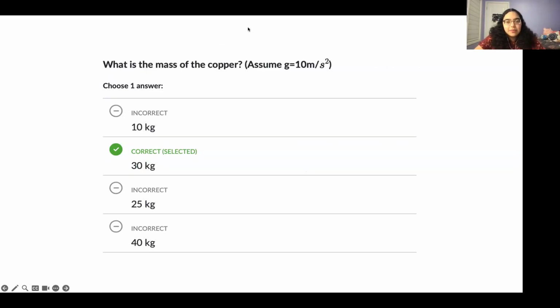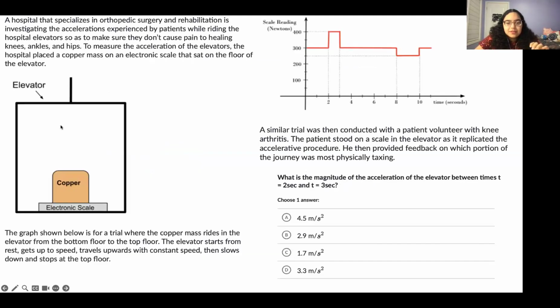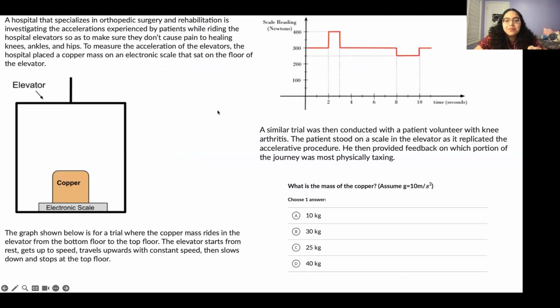The mass of the copper is 30. Oh, I should probably keep the graphs in these. Let's just go from here. So the mass of the copper is 30 kilograms, and you find that from when it's not accelerating. When it's still, it's at that 300 newtons, and you're using gravity as 10 meters per second squared. So that 300 newtons is when you're getting an accurate reading on your scale. So mg is 300 newtons, g being 10. You divide that out, so you have 30 kilograms.